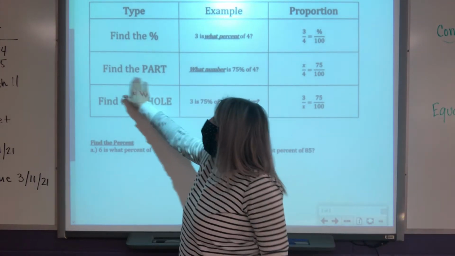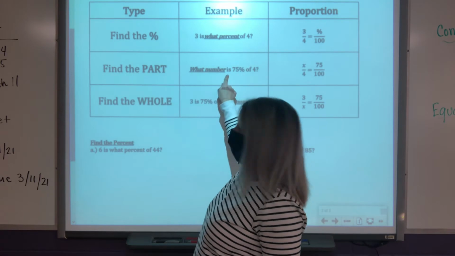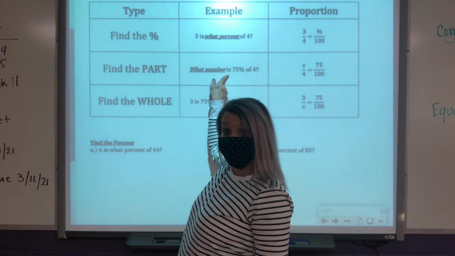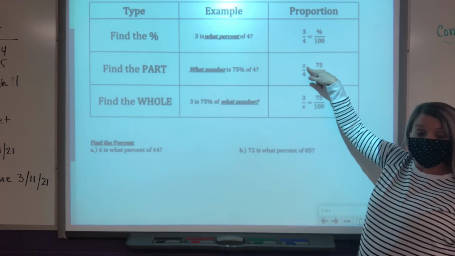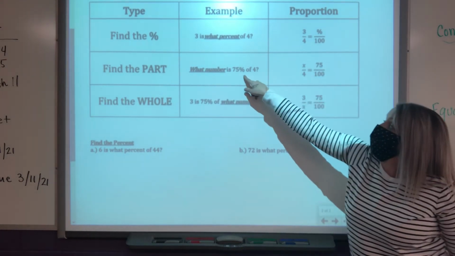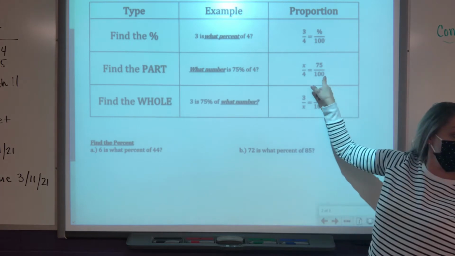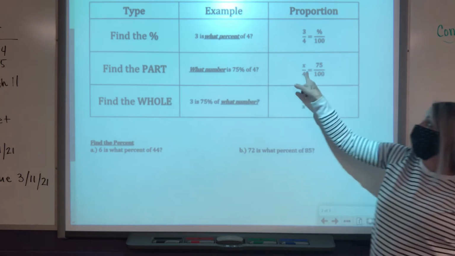If we want to find the part, what number is? Do we know that number? No, so we put a question mark or an X. 75% goes over 100, and then of 4 goes in the denominator.